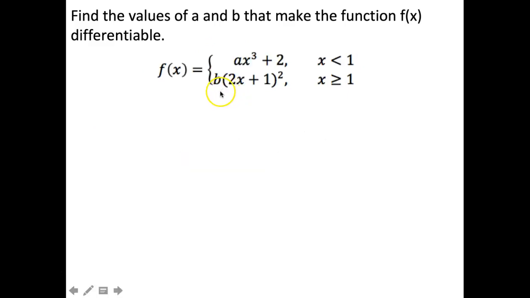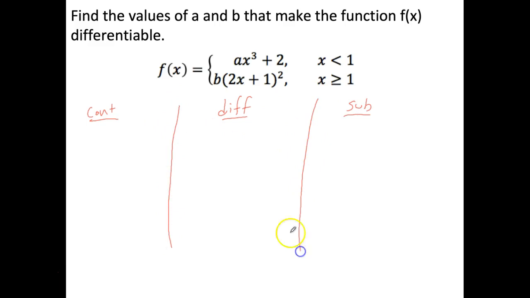Okay, I got one more here to do. Now we're going to follow the exact same format that we did on the last one. You're going to try to make them continuous. You're going to try to make them differentiable, which means set them equal to each other, the y values, set the slopes equal to each other, and then use substitution to solve for a and b. So let's do these 3 steps here.